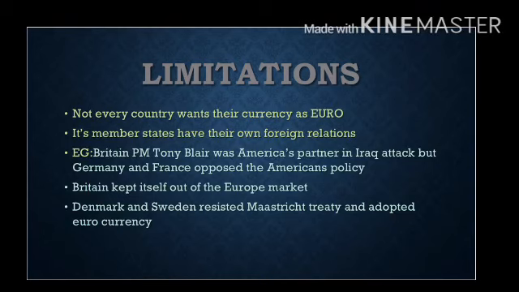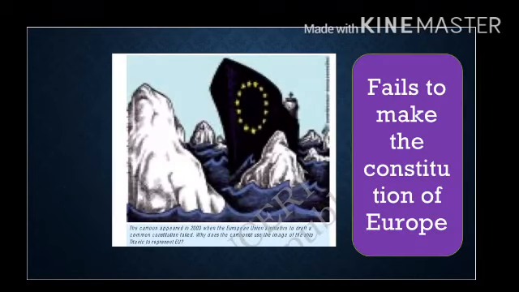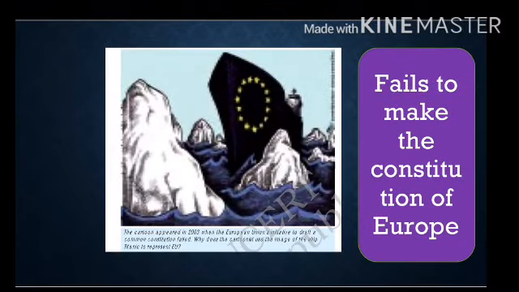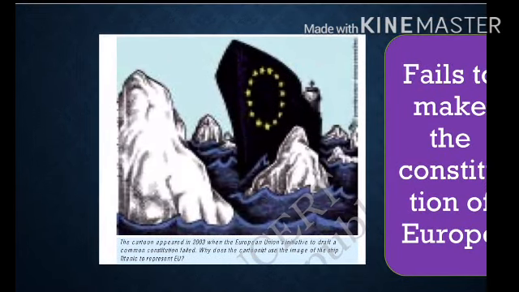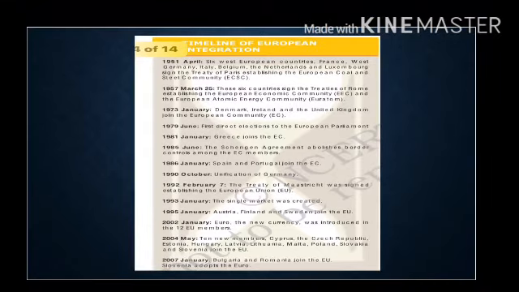They signed the Maastricht Treaty and adopted the euro currency. Now this cartoon depicts that Europe has its own anthem, flag and currency, but Europe fails to have its own constitution. This picture symbolizes that there were many obstacles and challenges which prevented Europe from making its own constitution. So now here comes the timeline of integration.